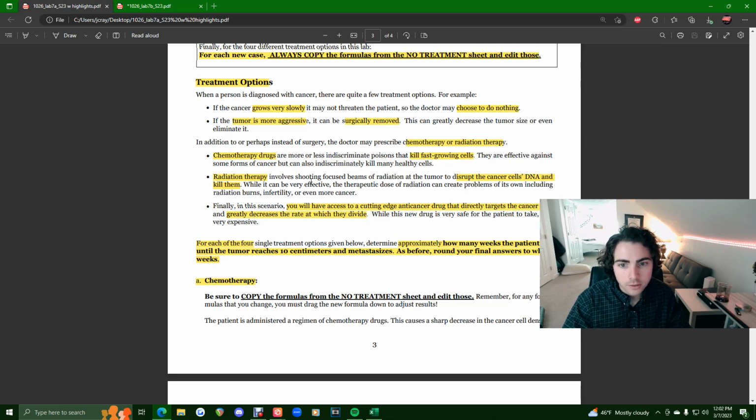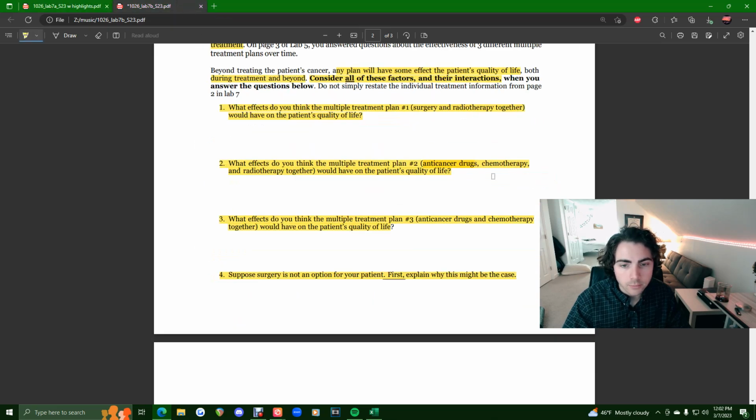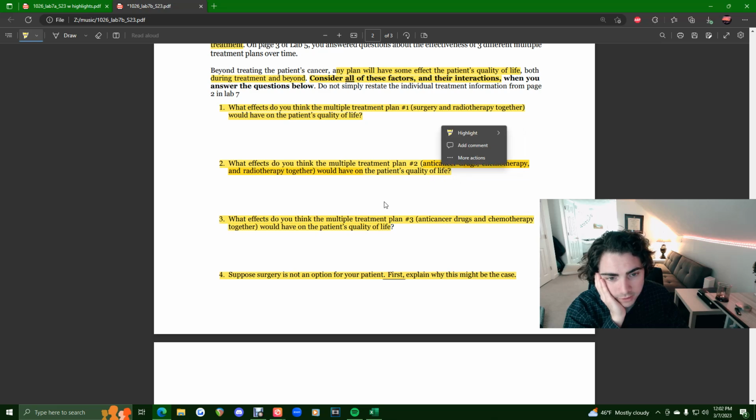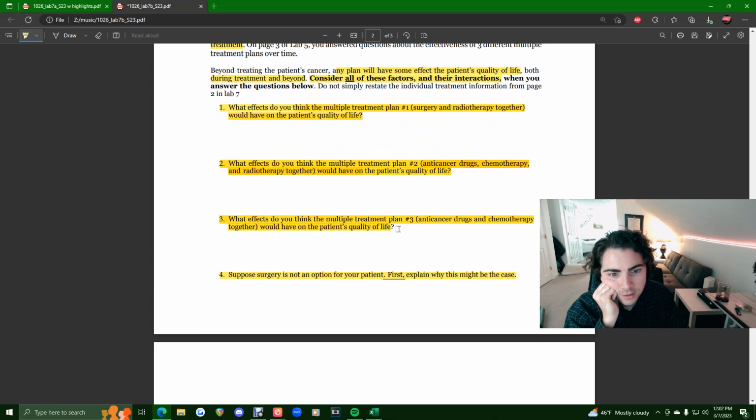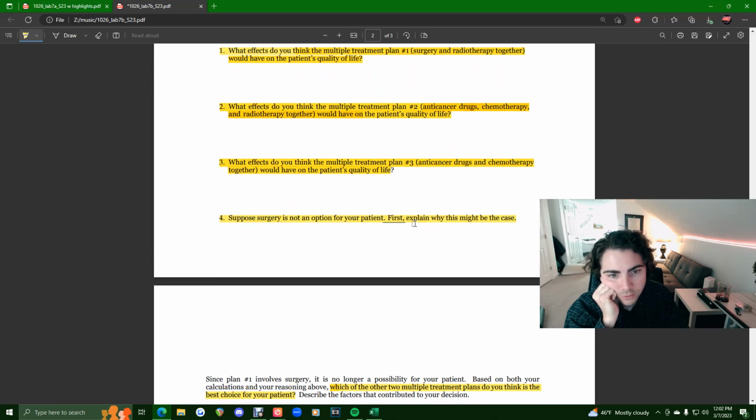So chemotherapy and radiation, I don't know a ton of differences between them, but you're just shredding away at your body and the cells in your body. So it sounds like a pretty terrible quality of life, if you ask me. That's just me. What effects do you think the number 3 would have? Drugs and chemotherapy, it's pretty much the same thing. I don't know. It's going to be ass. It's going to be so bad that none of these have good quality of life. I don't know what they want you to answer here.